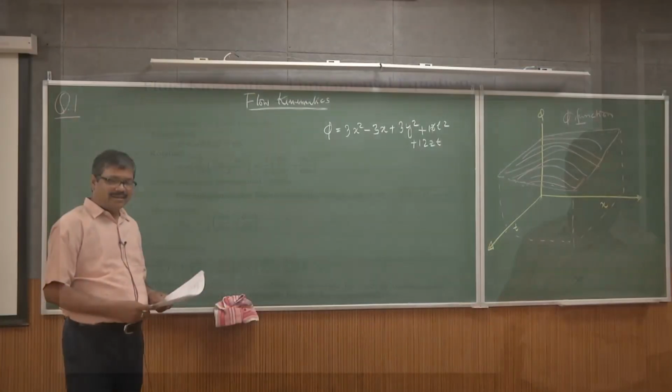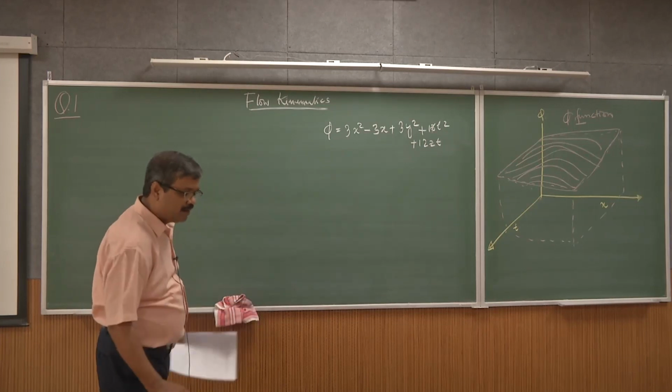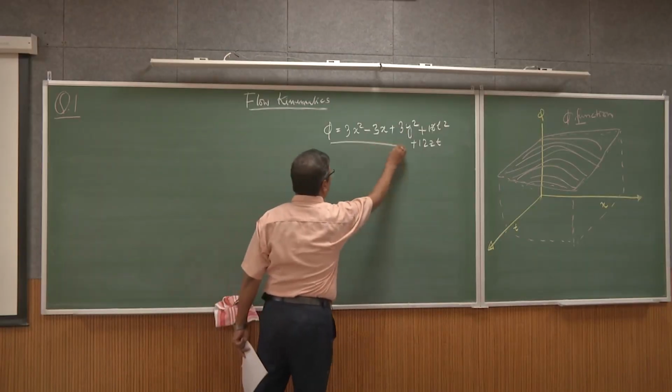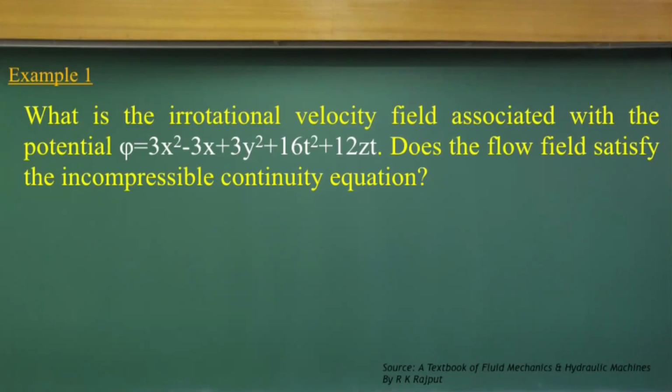Let us start with example 1. Example 1 asks: what is the irrotational velocity field associated with the potential function as given here? We have to find the irrotational velocity field. Does this flow field satisfy the incompressible continuity equation? So it has two steps. The first step is to find the irrotational velocity field.